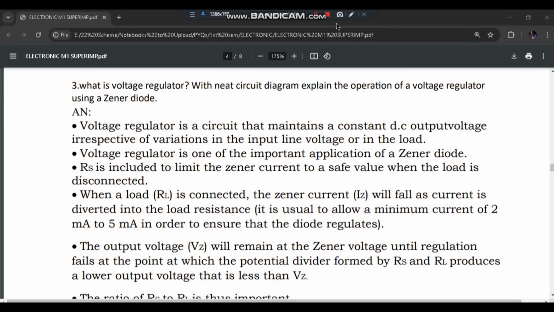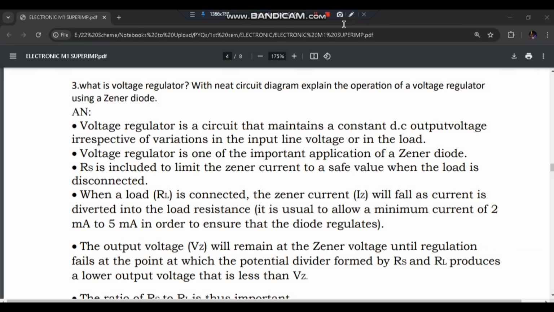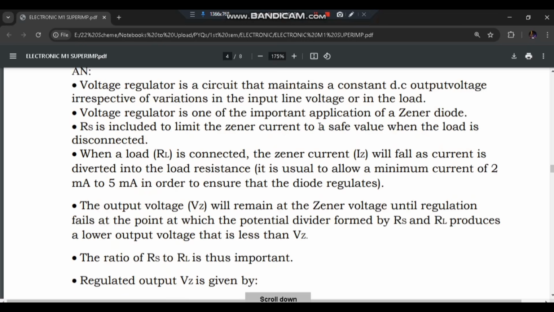A voltage regulator is a circuit that maintains a constant DC output voltage. It will maintain the same output voltage irrespective of the variations in the input line voltage or in the load. So the input voltage becomes high, low like that, but the output will always remain the same. That is the work of a voltage regulator. One of its most important applications is the zener diode; we'll be using the voltage regulator with a zener diode.